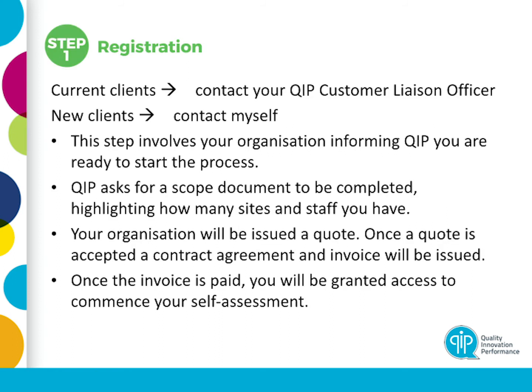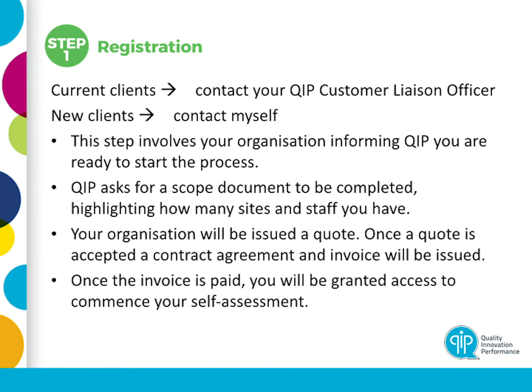So with registration, if you are a current client of QIP, you should know who your client liaison officer is. If you haven't yet, let them know that you are interested in Rainbow Tick. Definitely send them through an email and they can get the ball rolling and get the quoting and the scoping processes started. If you are not a QIP client and you want to start having that conversation, my email will be at the end of this presentation, and I'm very happy for you to contact me and we can start having that conversation.